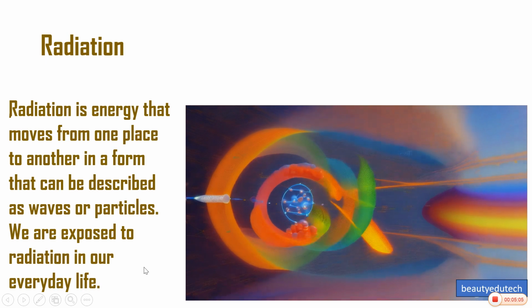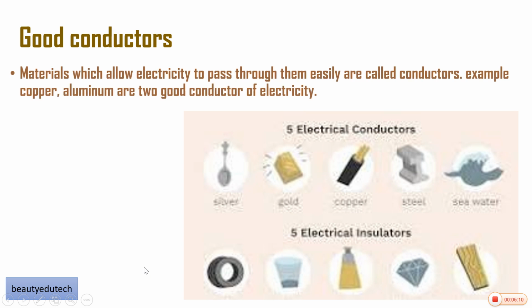Now let us look at the good conductors and bad conductors. A good conductor is a material which allows heat or electricity to pass through it easily. Examples of good conductors include copper, aluminium, gold, steel, salt water. These materials allow heat or electricity to transfer through them to another object easily.